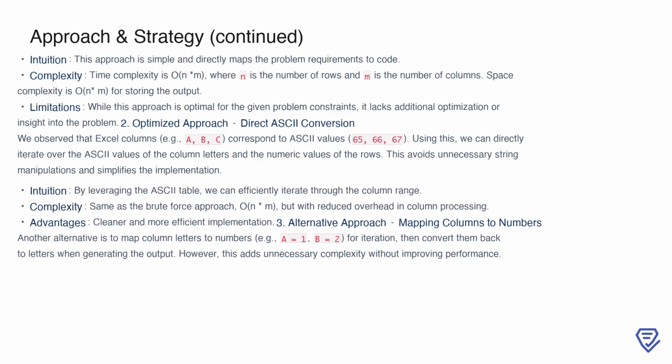To address this, we explored an optimized approach that utilizes the ASCII values of the column letters. Since Excel columns like A, B, C correspond to ASCII values such as 65, 66, 67, we can iterate directly over these character codes. This eliminates the need for manipulating strings, resulting in a cleaner and more efficient implementation. Another alternative we considered was mapping column letters to numerical indices, such as A equals 1, B equals 2, and then converting them back to letters when generating the output. However, this method adds unnecessary complexity without any real performance benefit.